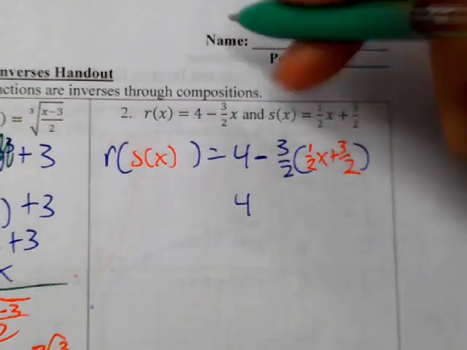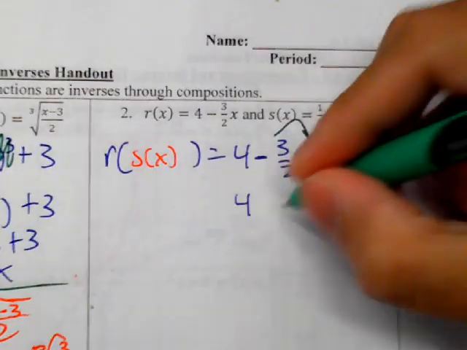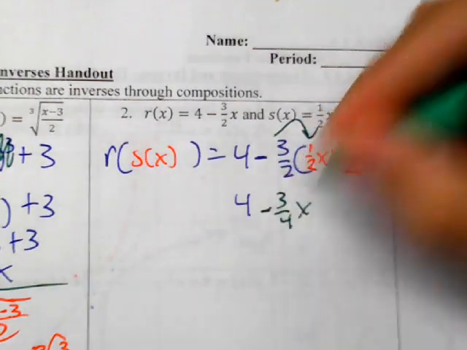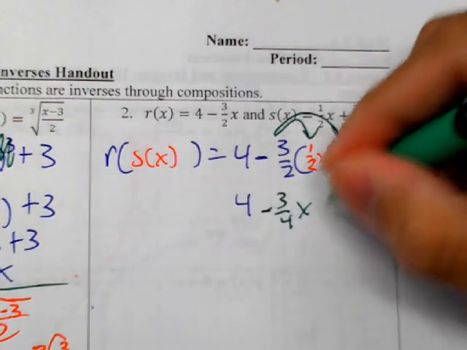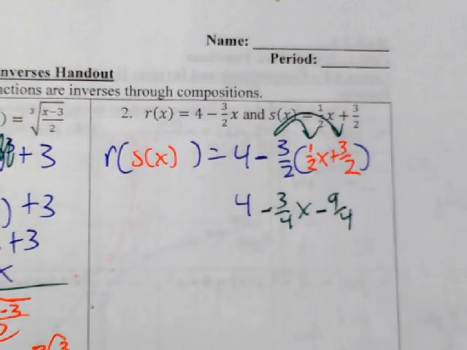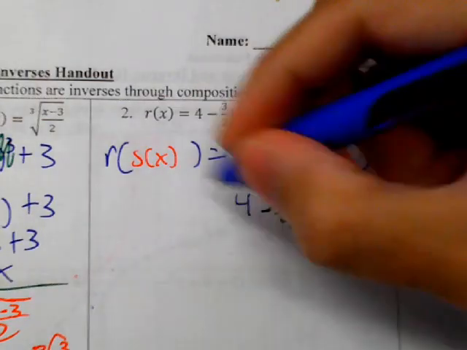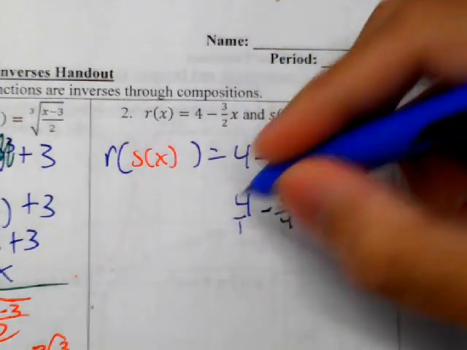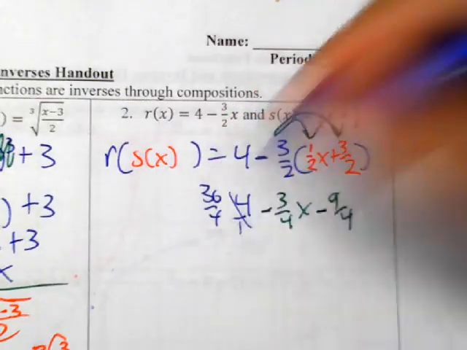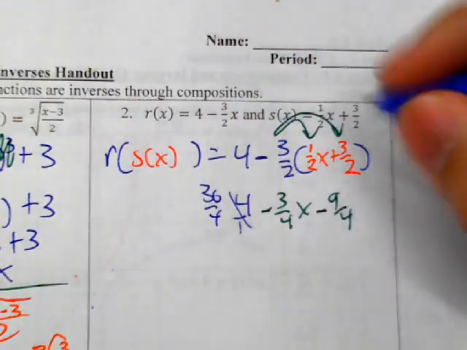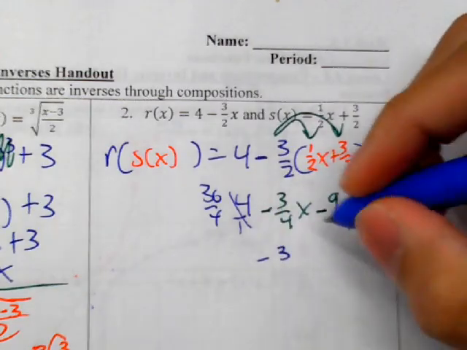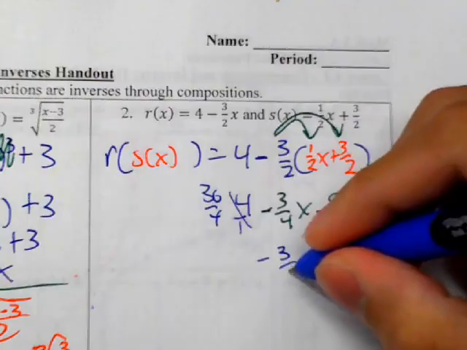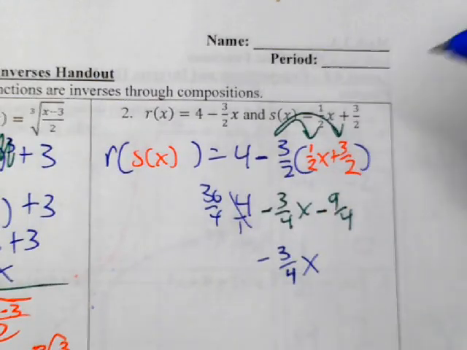Okay, so this becomes negative 3/4 x. Sorry, not 36. Where did I get that from? Sorry, that should be 16. Okay, but still, 16/4 minus 9/4 would be positive 7/4. Okay, so this is not simply x, right? It's negative 3/4 x plus 7/4.